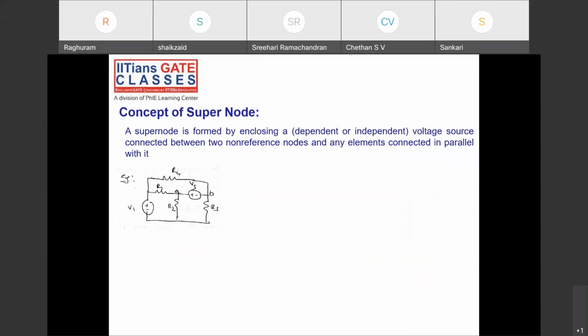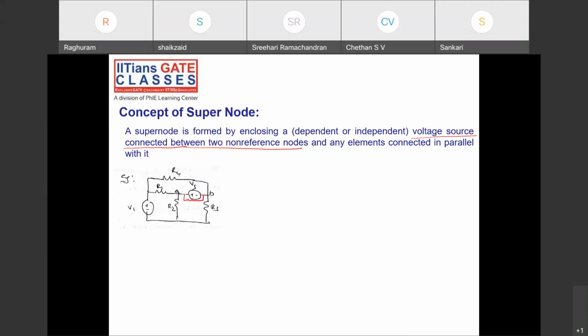So what is a supernode? If there is an independent or a dependent voltage source between two non-reference nodes, that is considered to be a supernode. How to write the equation for a supernode? I'll explain it. A supernode is formed when a voltage source, independent or dependent, is connected between two non-reference nodes. Any resistor or any element in parallel with it can be considered, and it will completely be a supernode.